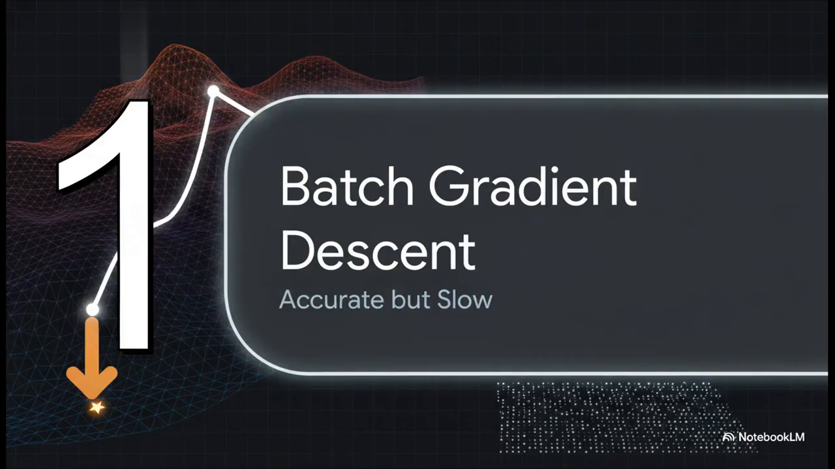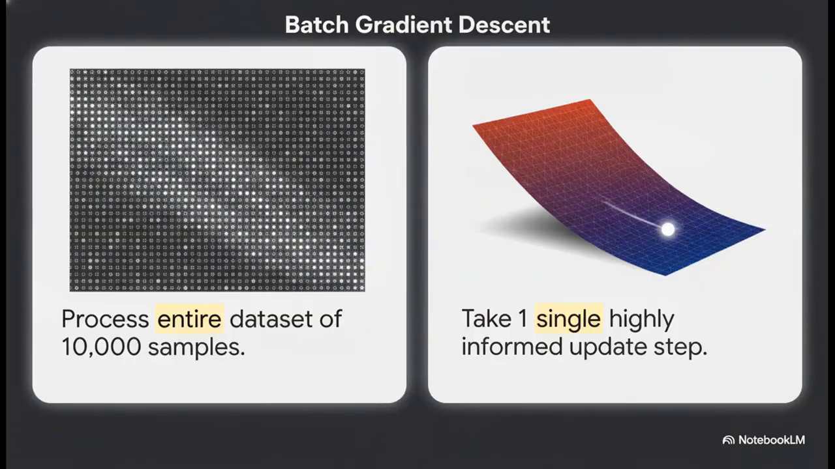Section 1. Batch gradient descent. Accurate, but slow. Let's start with our baseline approach. Notice how all 10,000 data points light up simultaneously here? That's because this algorithm looks at the entire dataset before making even a single move. It calculates the gradient for every single piece of data, averages it out, and then, and actually only then, does it take one highly informed update step.